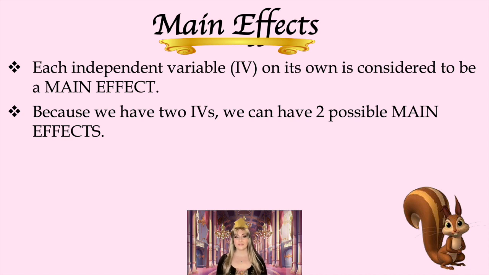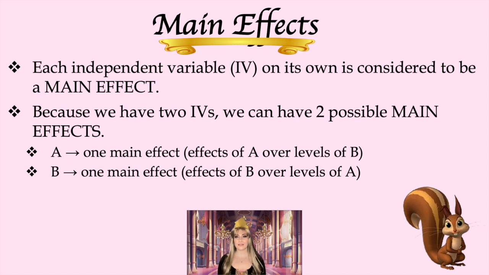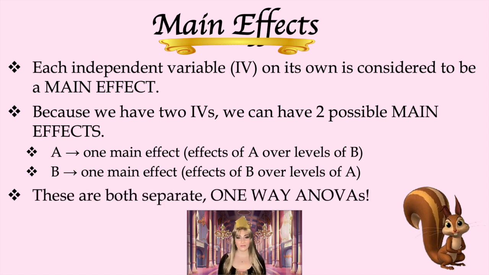I have 1 main effect for variable A, and I have 1 main effect for variable B. Remember, variable A was the size of the portion, and variable B was the type of food. So each main effect is a one-way ANOVA in and of itself. So in other words, when we are running a two-way ANOVA, we are checking to see if the independent variable, for example, size of portion, has a significant effect on the squirrel's eating habits. I'm also in the same analysis running a separate one-way ANOVA to see if the type of food I'm giving the squirrel is going to have any effect on the squirrel's eating habits.